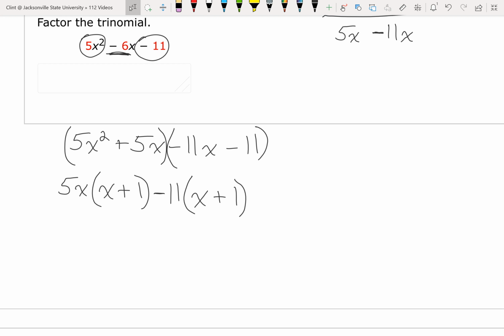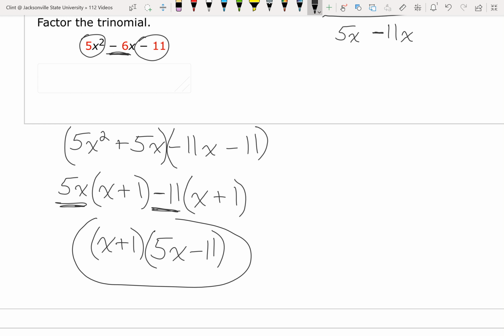And then one more step here is the stuff inside the parentheses, x plus 1, times the stuff left over outside the parentheses, so 5x minus 11. We are finished here. We don't have to solve for anything, it just said factor. So we're not going to set it equal to 0. If you don't have an equal sign in there to start with, you can't just throw an equal sign in there. And so we're finished, we're done factoring.